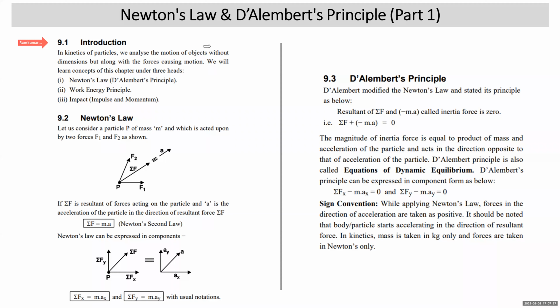In the first 2 chapters, we learned the motion of objects without dimensions and without forces. That is under kinematics of particles. Then we learned kinematics of rigid bodies, where we studied the motion of objects with dimensions but without forces. In the 3 chapters we have learned so far in my lectures, we did not consider the forces causing motion. In this part, kinetics of particles, we'll study the motion of objects without dimensions, but with the forces causing motion.